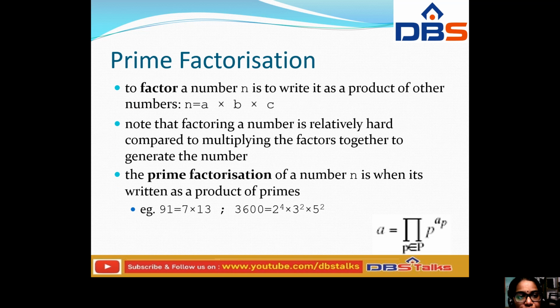This is prime factorization. To factor a number n is to write it as a product of numbers.